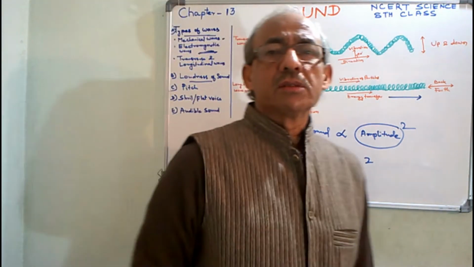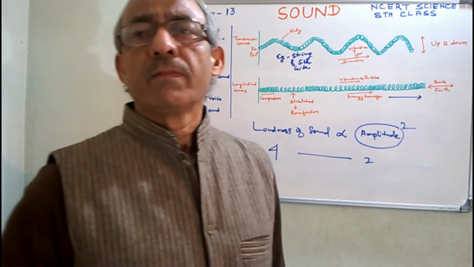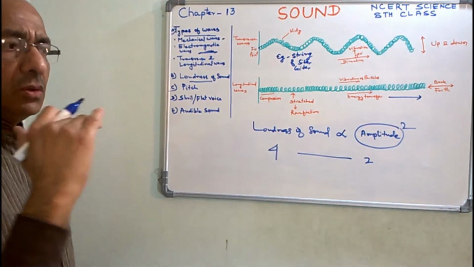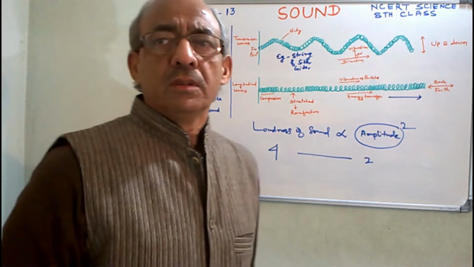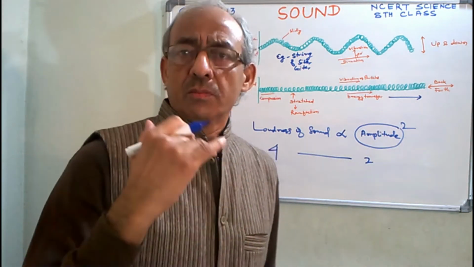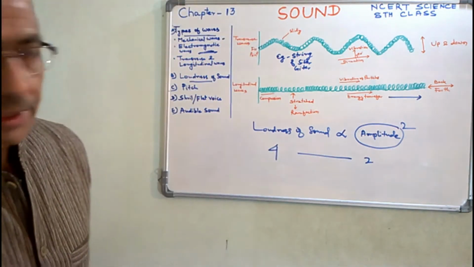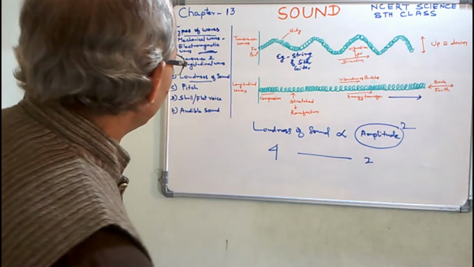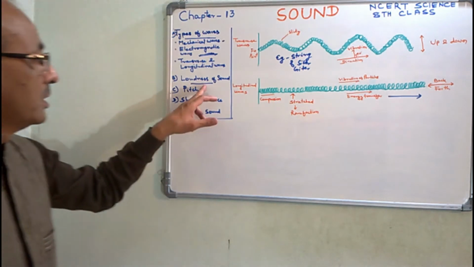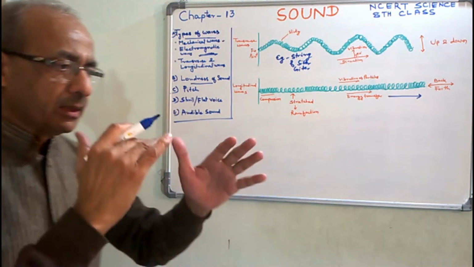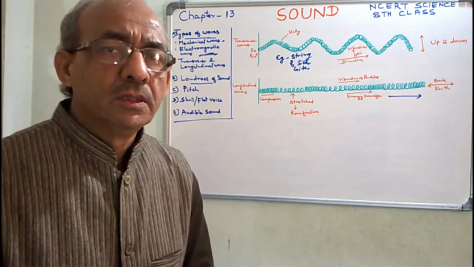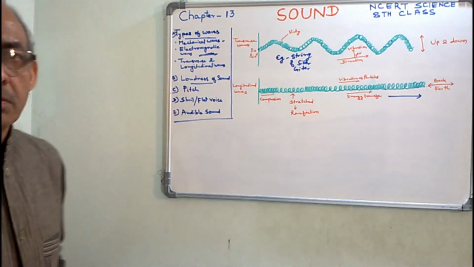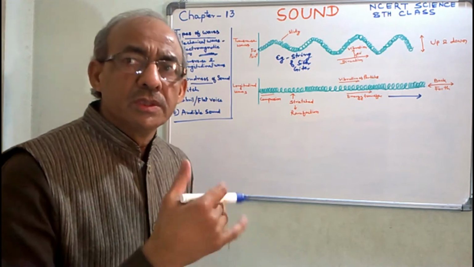That means the loudness of the sound depends upon the amplitude of the waves generated or produced there during the vibration, during disturbance of the medium. Loudness of the sound also depends upon the distance between the source and the observer, or the person who is hearing the sound.